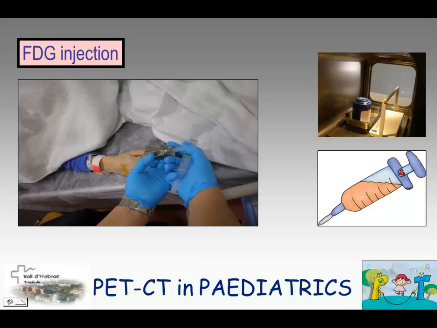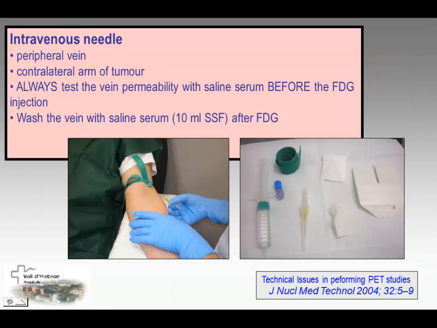About the FDG injection, we have to put an intravenous needle in a peripheral vein. It is advisable to put it in the contralateral arm to the tumor, and always the nurse has to test the vein permeability with saline serum before the FDG injection. And after the FDG injection, they have to wash the vein with a quite big volume, for a child, of saline serum to clean adequately the vein of injection.